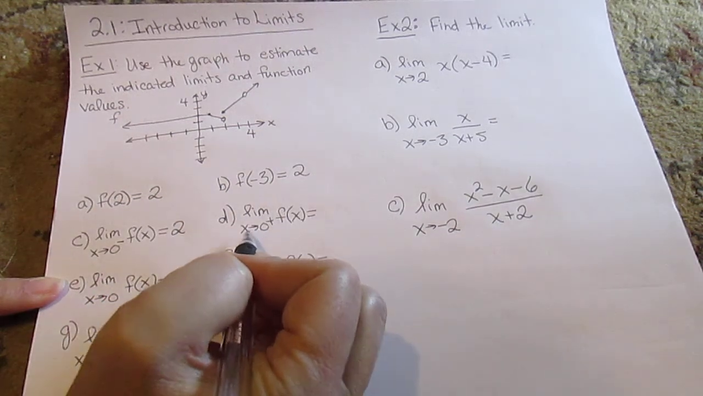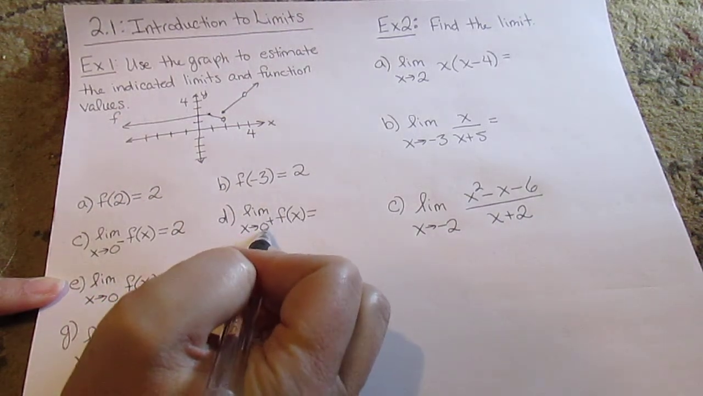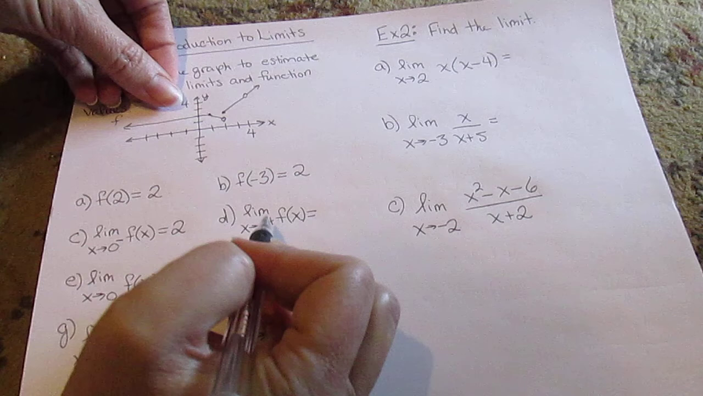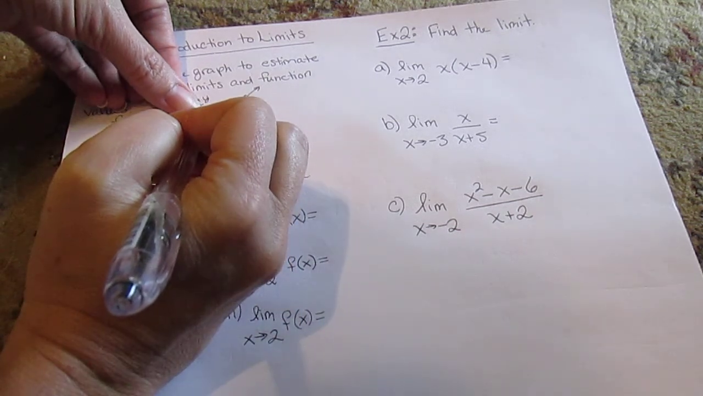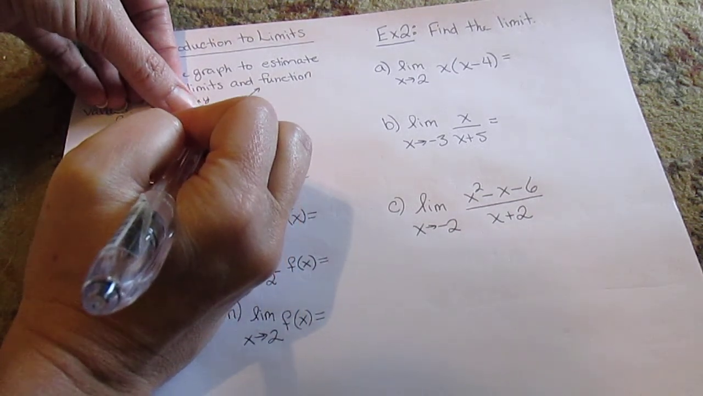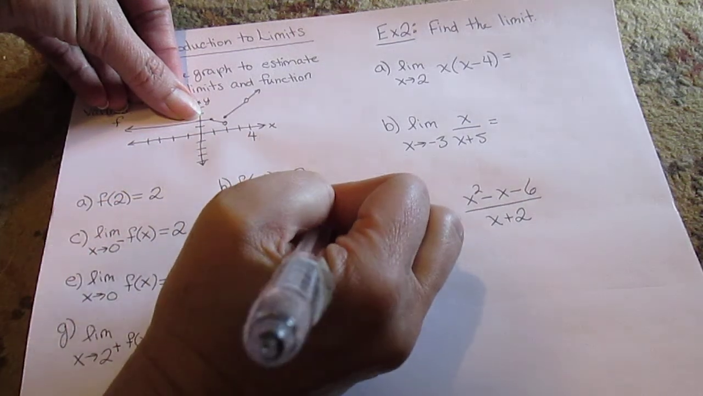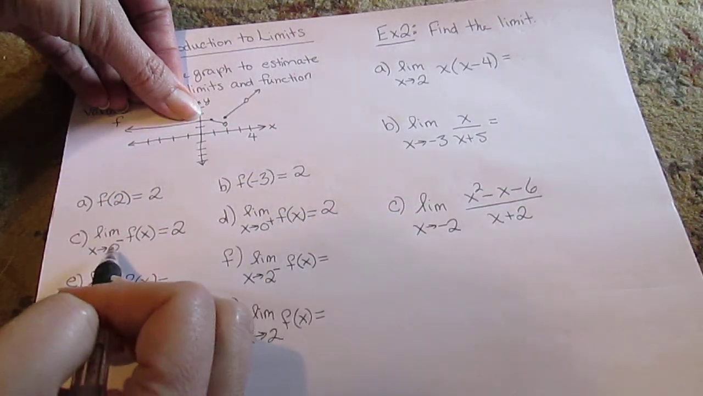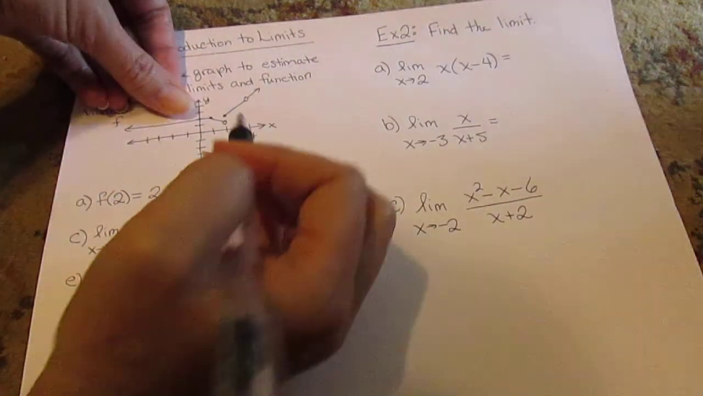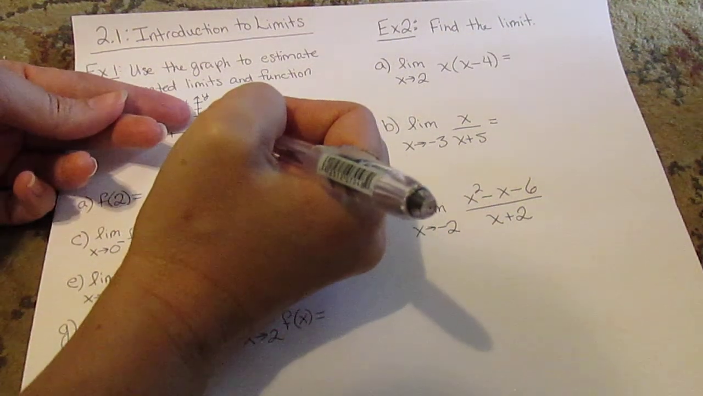Well, this one wants x going to 0 from the right. Okay, well, 0's right here. Coming in from the right, we're still approaching 2. So whether we looked from the left or the right, we got to the same number.